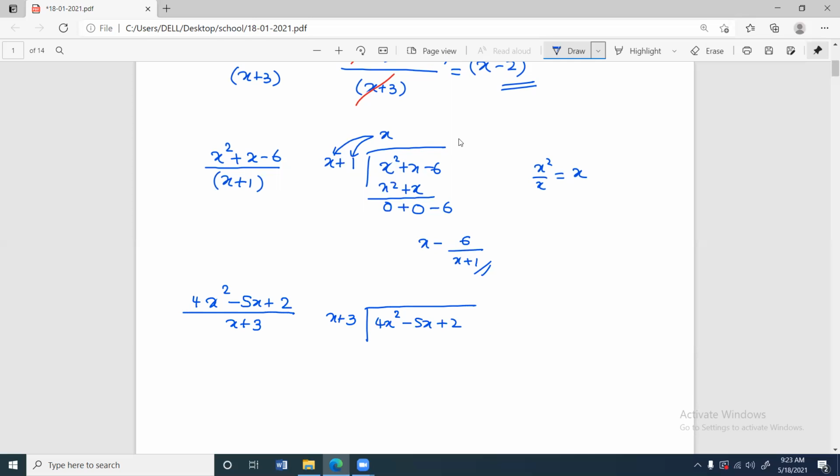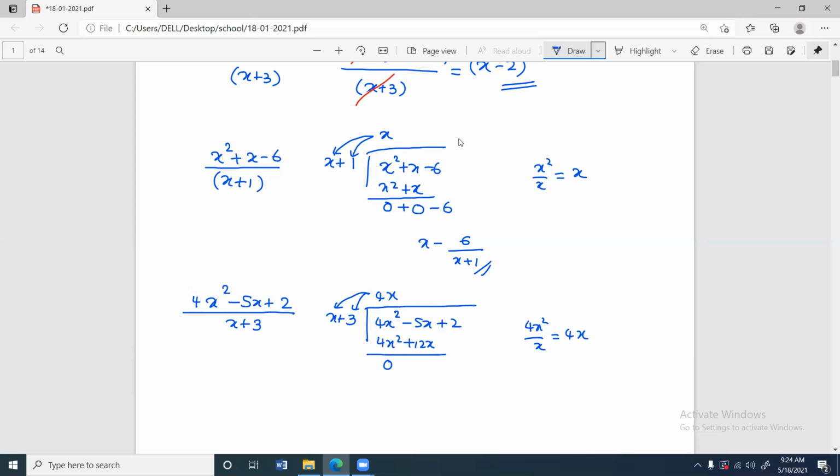See how many x terms there are for 4x squared. It's 4x. Then multiply the entire expression by 4x. 4x into x is 4x squared. 4x into 3 is 12x. Then subtract it. It's 0.